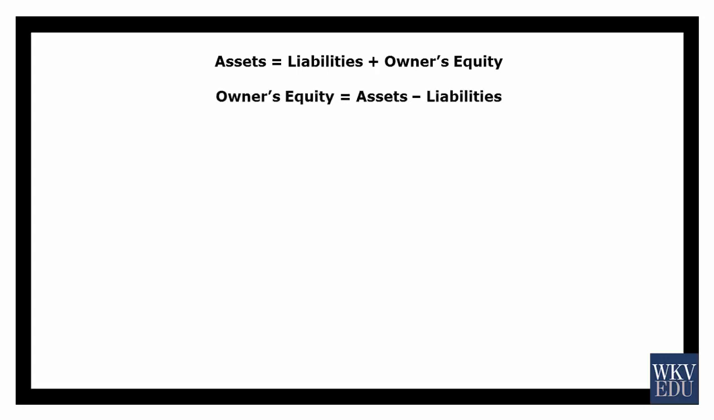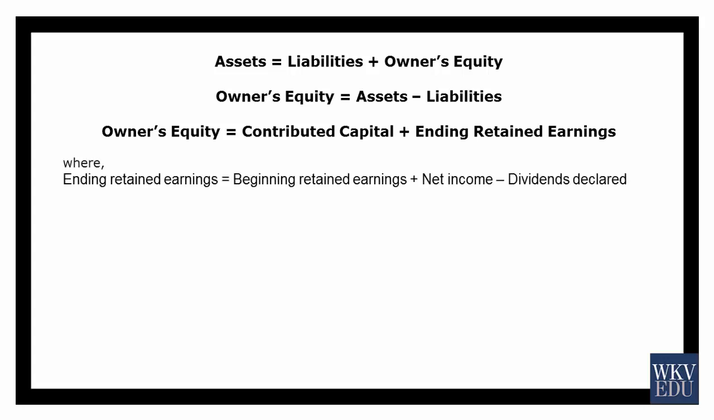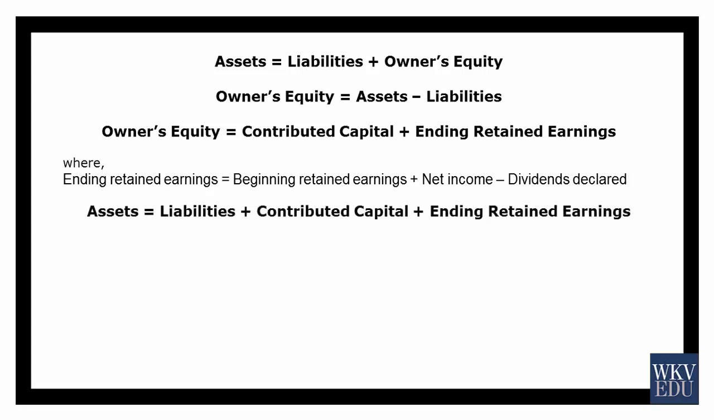We now move on to the basic accounting equation. We already saw that the basic accounting equation says that assets equals liabilities plus owner's equity. We can rearrange the equation as follows, where owner's equity is contributed capital plus ending retained earnings. And ending retained earnings is beginning retained earnings plus net income minus dividends declared. Therefore, we can have assets equals liabilities plus contributed capital plus ending retained earnings.